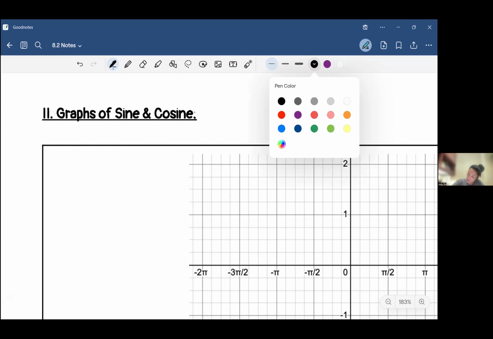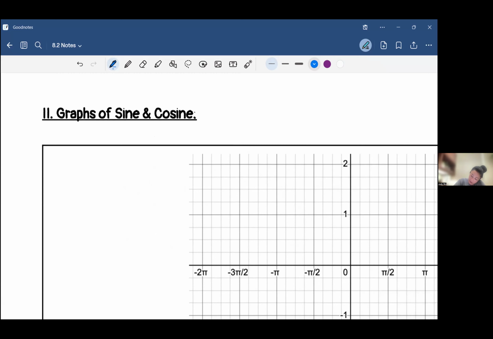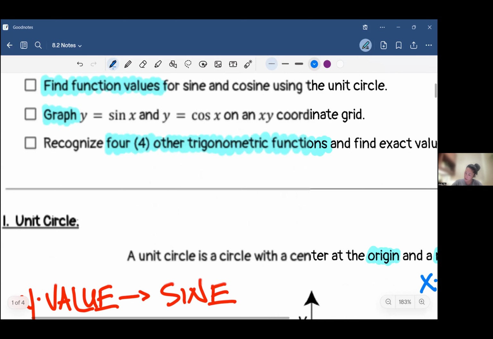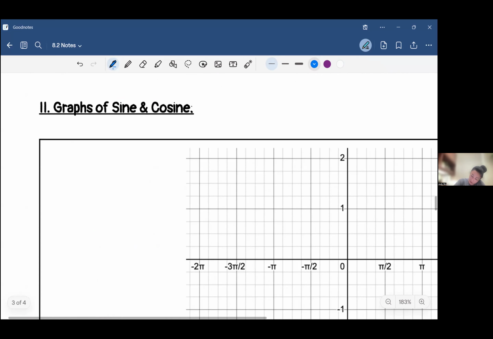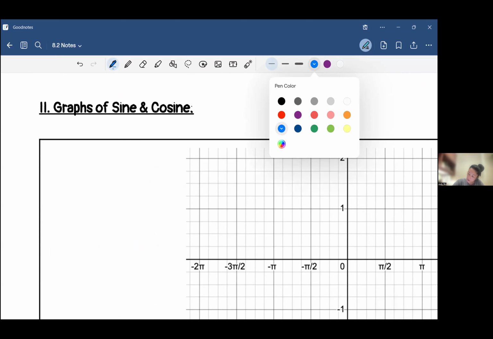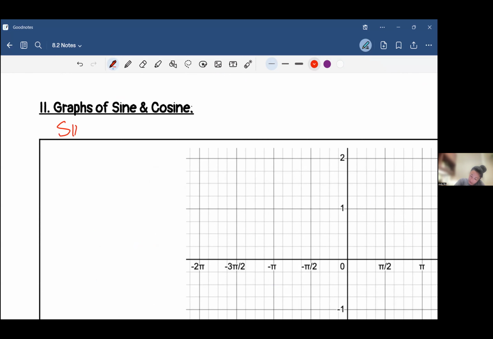All right, and I think we were using blue for that. No, were we using blue or red? Blue, okay. So we're going to look at blue for cosine. So we'll do red for our sine function.